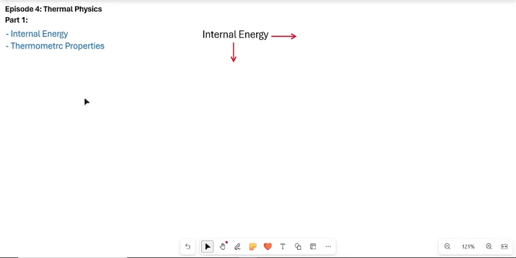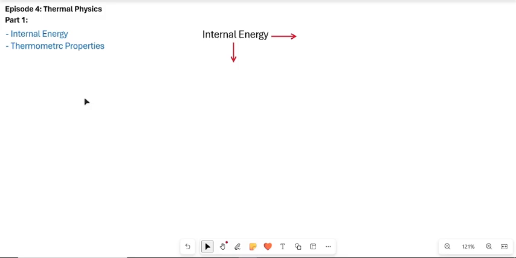So we have internal energy, and then we're going to take a look at thermometric properties, and then those thermometric properties we're going to be looking at range, sensitivity, and etc. that we have done previously in our smaller classes as well, but we're going to be taking a look at in more detail and depth.